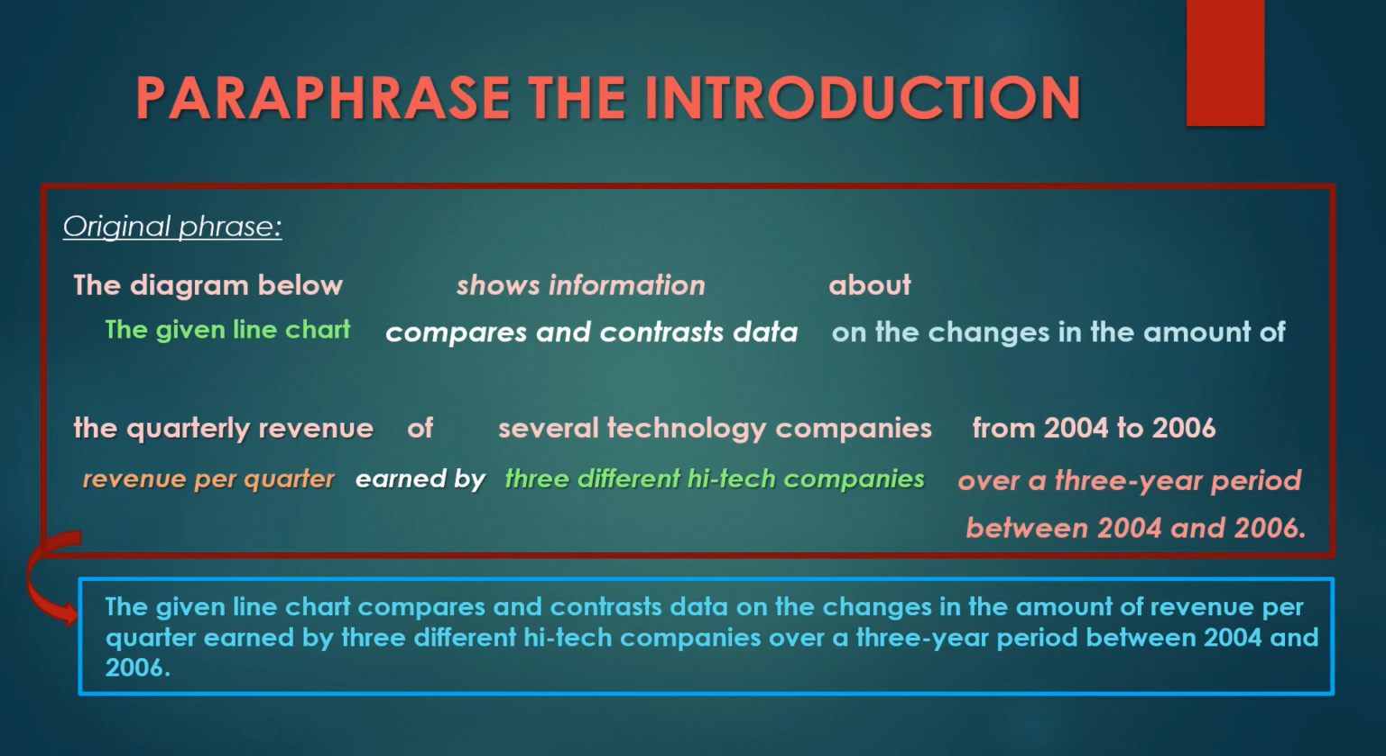After paraphrasing the terms as mentioned above, we've got a new sentence. The given line chart compares and contrasts data on the changes in the amount of revenue per quarter earned by 3 different high-tech companies over a 3-year period between 2004 and 2006.